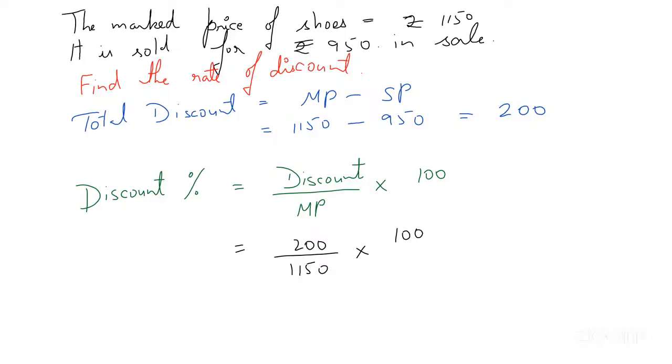Ma'am, is it 17.39%? Yes, Emma, that is correct. You can make it 17.4% and put approx. When you're rounding it off, you can put approx.